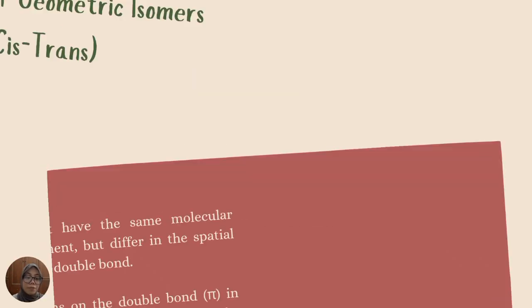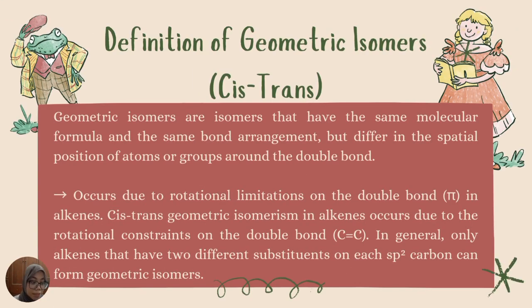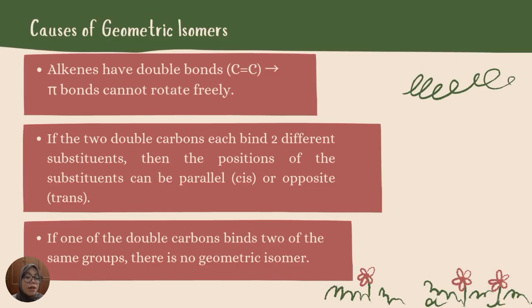So let's get started. The first is, what are geometric isomers? Geometric isomers are isomers that have the same molecular formula and the same bond arrangement, but differ in the spatial position of atoms or groups around the double bond. This occurs due to the rotational limitation on the double bond pi in alkenes. Cis-trans geometric isomerism in alkenes occurs due to the rotational constraints on the double bond. In general, only alkenes that have two different substituents on each sp2 carbon can form geometric isomers.